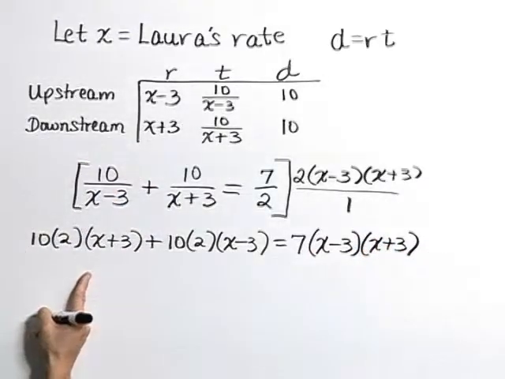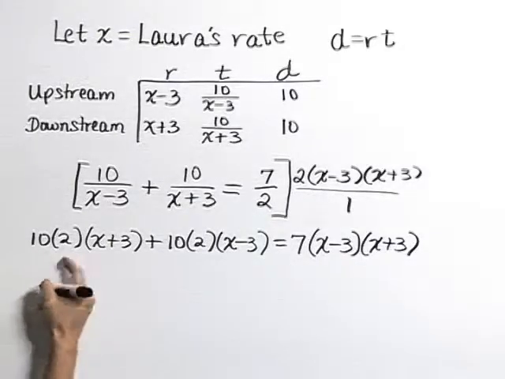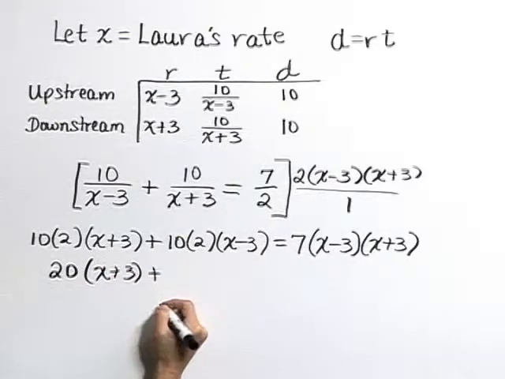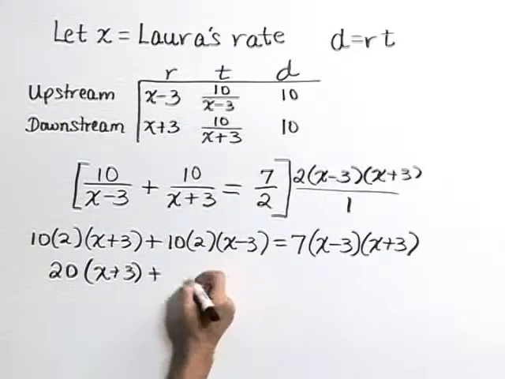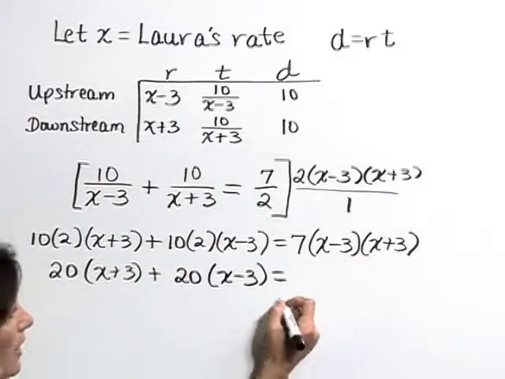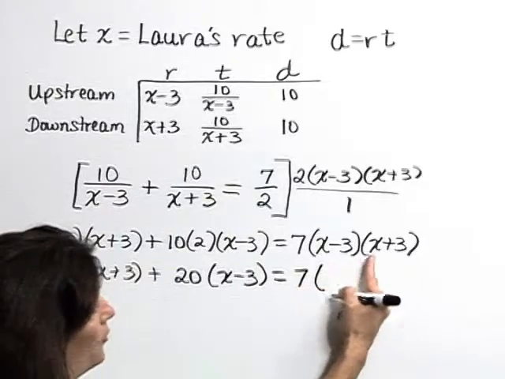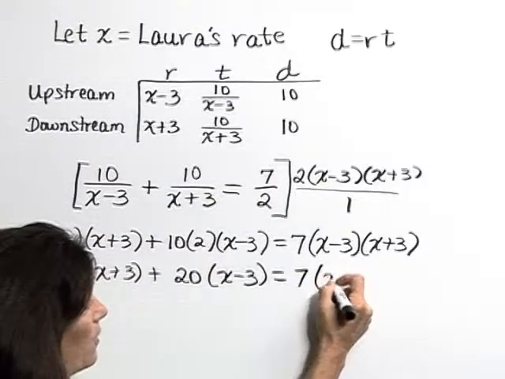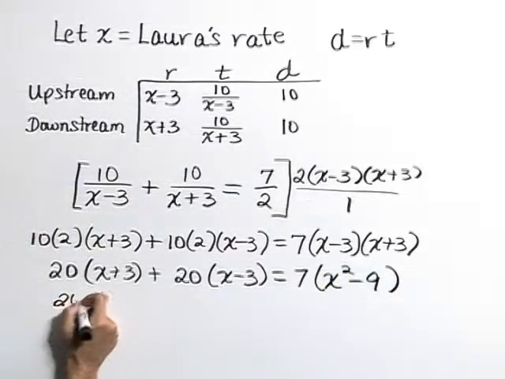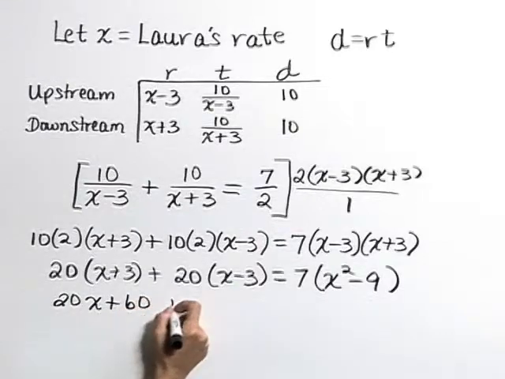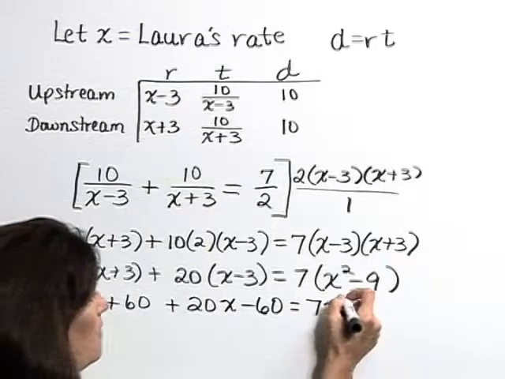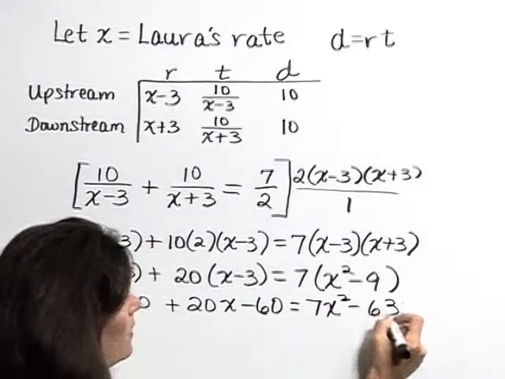Now let's solve this equation. Up front, 10 times that 2 is 20. We'll take that times x plus 3 in the next step. Second major term here, we have a product of 20 again, times x minus 3. On the right-hand side, let's multiply. This is going to give us a difference of squares, x squared minus 9. Distributing now, 20x plus 60 plus 20x minus 60 is equal to 7x squared minus 63.